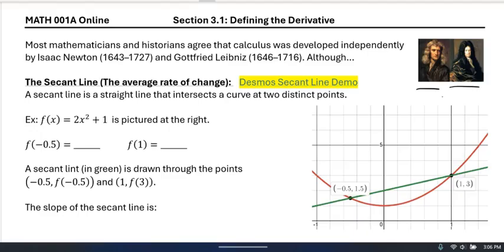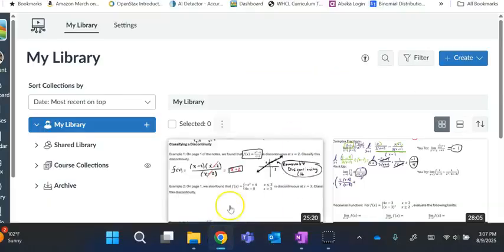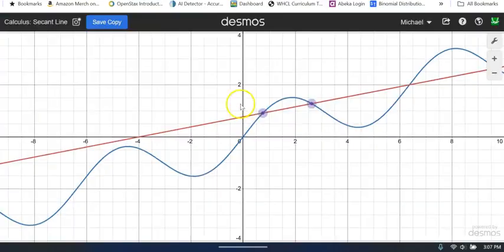Now, this derivative idea comes from sort of a geometric and algebraic idea. Geometric in the sense that it's a drawing, a figure, and algebraic, and then it looks like an algebraic graph. So the secant line is where we will start. Let me show you a Desmos demo. I'm going to go over there. So, wrong screen. There we go.